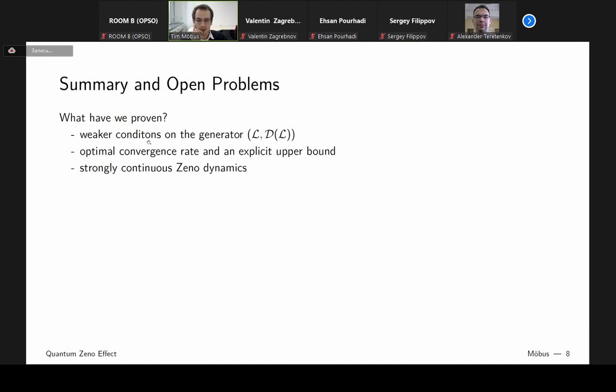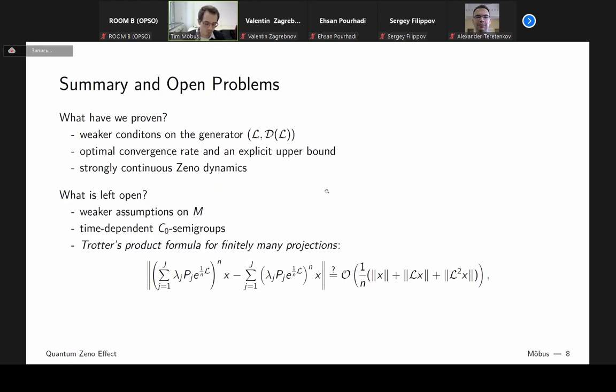Okay, weaker conditions, and then we also have a result with stronger assumptions on the generator, but weaker assumptions on the measurement, the contraction operator. So, what is left open, or what are questions which we try to solve at the moment? First of all, of course, the weaker assumption: it would be great if one could prove that M to the power of n converges in a strong topology to P, and under this assumption, the Zeno dynamics converges like this.